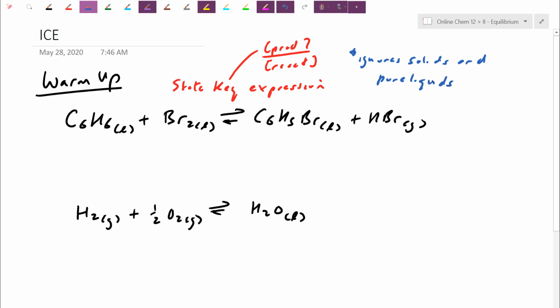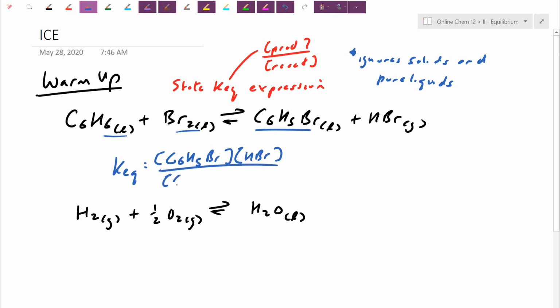So I chose an equation for you here. We actually happen to have more than one L, so I need to include all of them. So let's just go here. Well, what's the KEQ expression? The KEQ expression is going to be products over reactants because none of these are pure liquids, none of them are solids. I'm going to have C6H5Br multiplied by HBr. We're actually going to do that math in the ICE table stuff. We have C6H6 on the bottom, and then we have Br2 on the bottom. That's it. That's our KEQ expression.